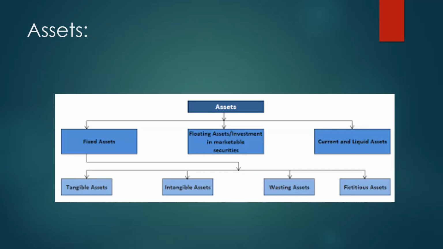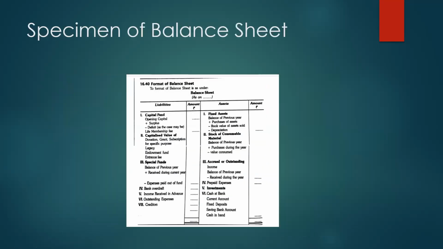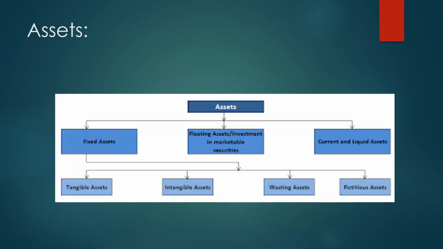Assets represent everything which a business owns and that has a money value, and it is always shown on the debit side of the balance sheet. Asset is equal to liabilities plus equity, and the assets are classified into three different heads. First one is fixed asset, the second one is floating asset, the third one is current and liquid asset.